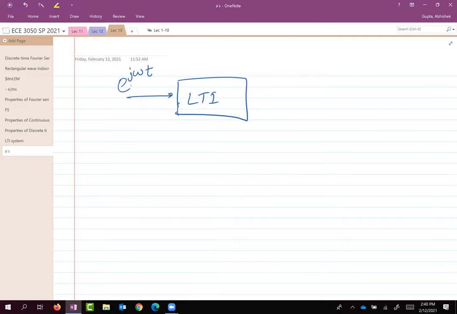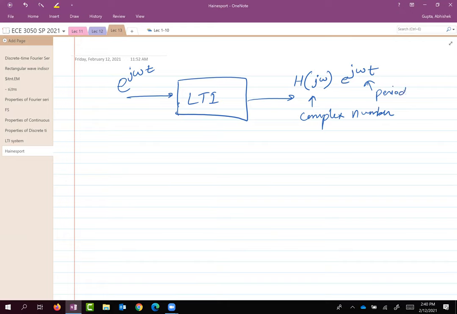If I give the input e raised to j omega t, well, let me keep it omega t, I get H of j omega times e raised to j omega t. So this H of j omega is just some complex number, and this is, of course, the periodic signal. And here, H of j omega would be given by the integral from minus infinity to infinity of h of tau e raised to minus j omega tau d tau.